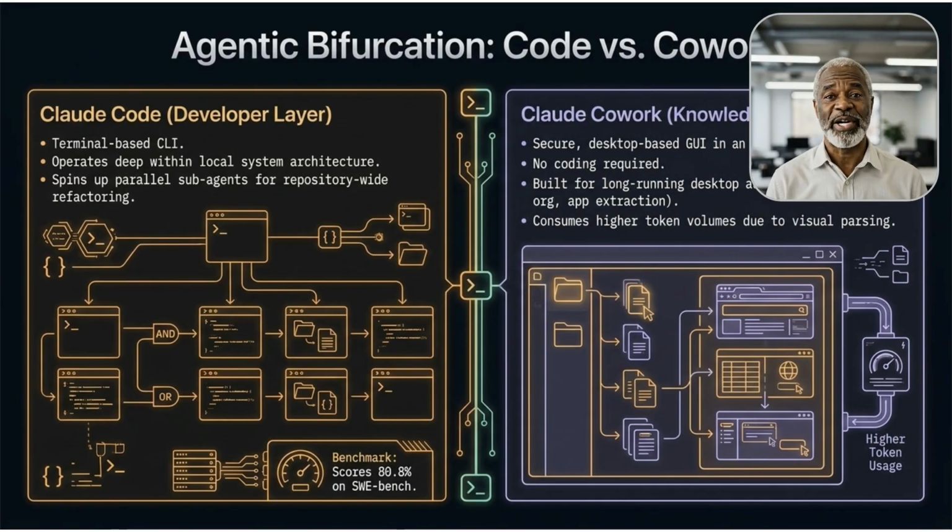Agentic bifurcation separates functionality into Claude Code for developers and Claude Cowork for knowledge workers. Claude Code uses a terminal-based CLI for deep system operations. Claude Cowork provides a secure, desktop-based GUI for automation without coding.